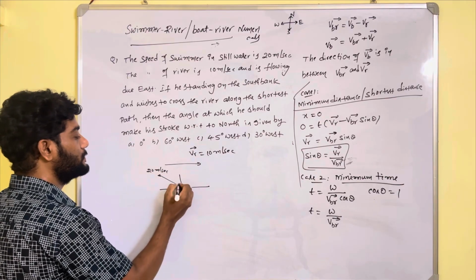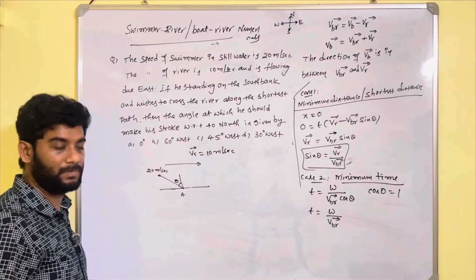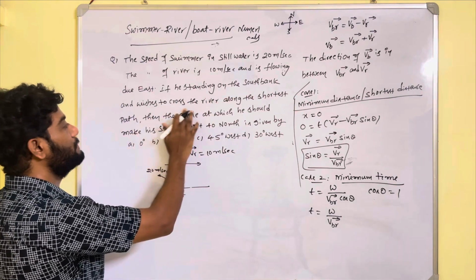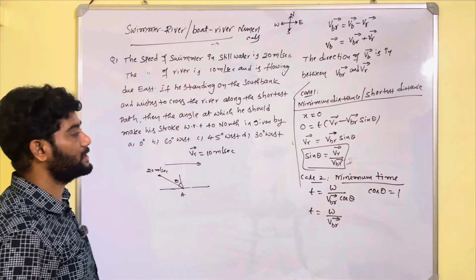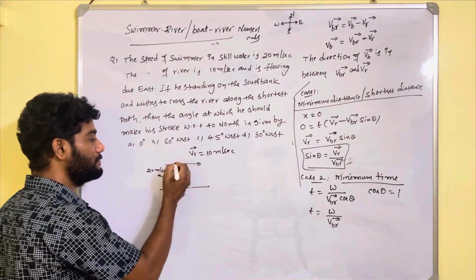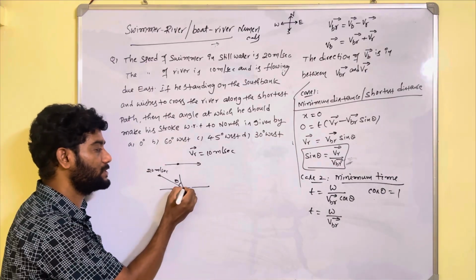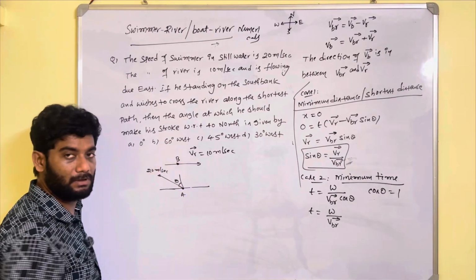What is the angle it is asking? First, take it as a theta angle. The question says: if he is standing on the south bank and wishes to cross the river along the shortest path. Shortest path means what? The drift value is 0. Shortest path means he has to reach the exact opposite point.